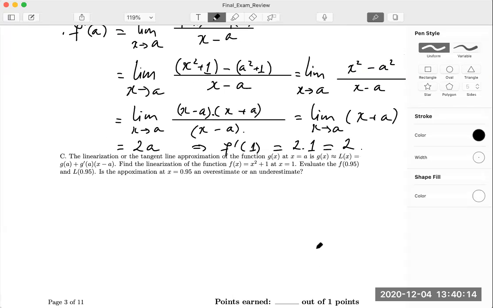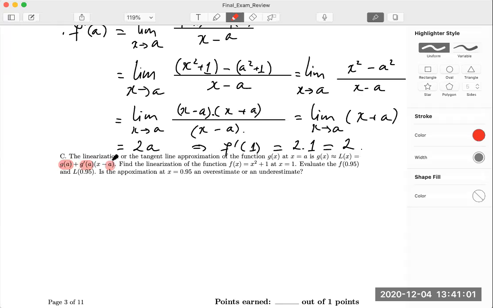C, linearization or tangent line. The tangent line approximating the function g of x at the point a is given by this formula. g of x is approximated by L of x, where it is g of a plus g prime of a times x minus a. Here, g is a given function, a is a given number. So g of a would be a number, right? g prime of a is also a number.